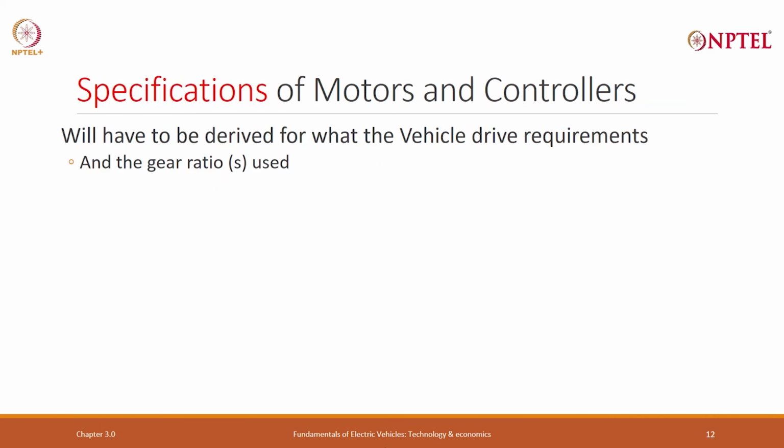So, this is 1.2. We will also worry about specifications of motors and controllers. We will have to derive them from vehicle drive requirements. Motor and controller specification cannot be on its own. You first figure out what vehicle you are going to drive, under what road conditions, what gradient, what speed, and what torque is required. Figure out the vehicle torque, vehicle speed, vehicle gradient, figure out what gear ratio you are going to use, and then derive the motor and controller specification.